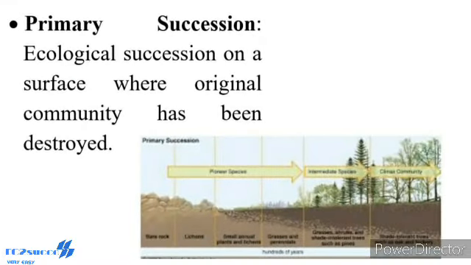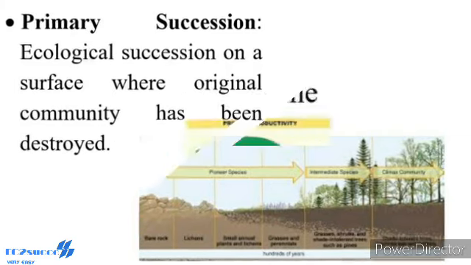Primary succession, ecological succession on a surface where the original community has been destroyed. Succession, we can say, is a process that starts where no living organisms are there. This could be areas where no living organism ever existed, say bare rock, or areas that somehow lost all the living organisms that existed there. The former is called primary succession, while the latter is termed secondary succession.